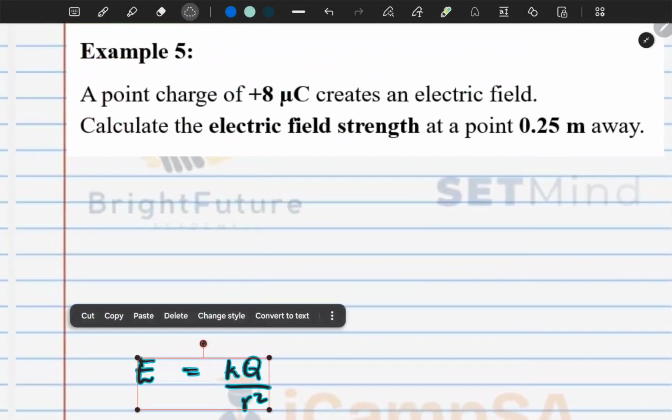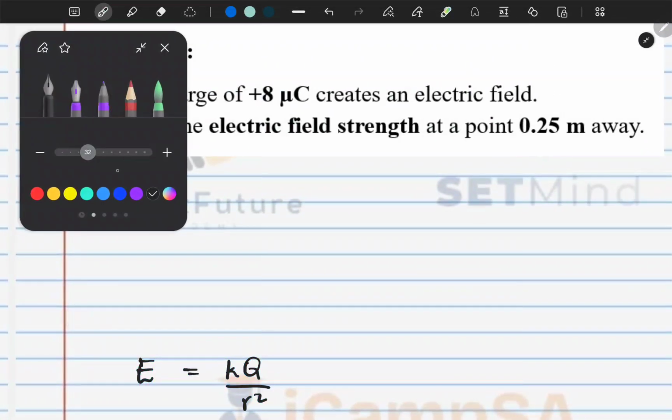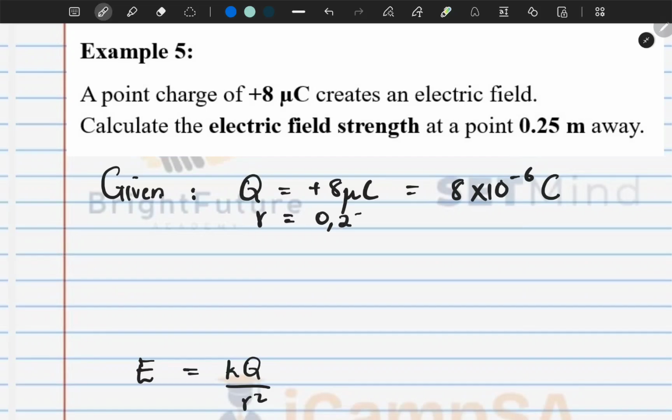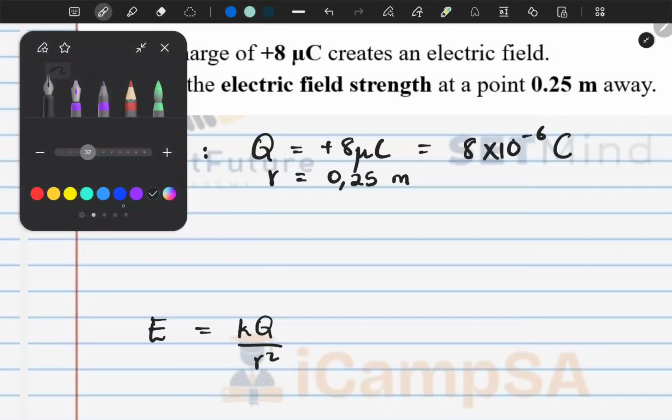Right, so as per usual, we like listing what we are given so that we know what we're working with. We're given the Q to be plus 8 microcoulombs. Actually, it's not approximately, it's literally the same thing as 8 times 10 to the minus 6 coulombs. And then what we also have is R being 0.25 meters, right? From there, we can then devise our solution.